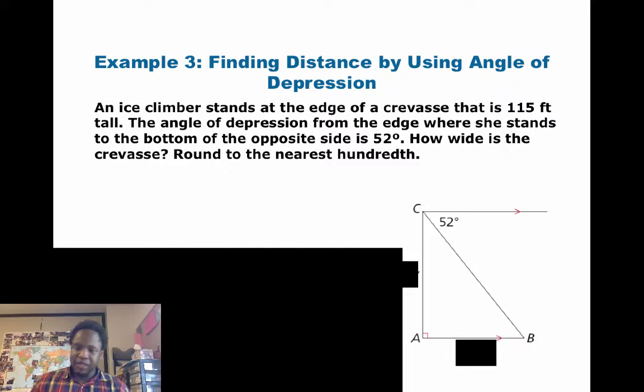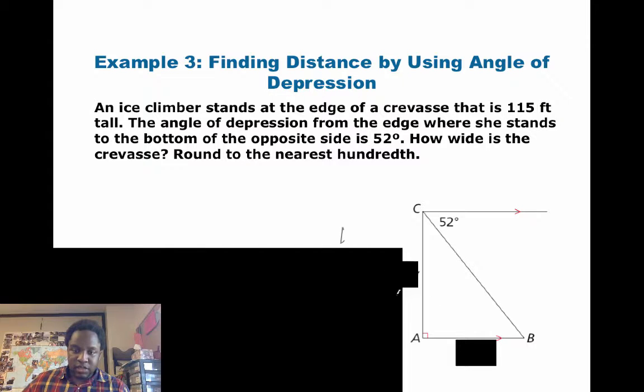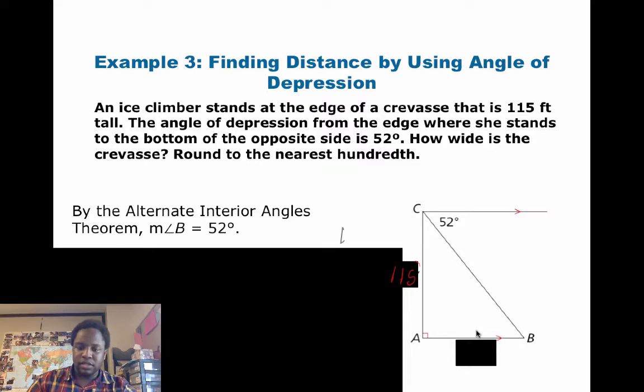All right, so here's kind of a picture. I guess it's kind of like opposite from how you looked at it. So the ice climbers are standing here looking down at a 52-degree angle. Let's change the color of the pen. We know that this is 115 feet tall. And we're trying to figure out how long the length of AB is. So by using the alternate interior angles theorem, we know that the measure of angle B is 52 degrees.